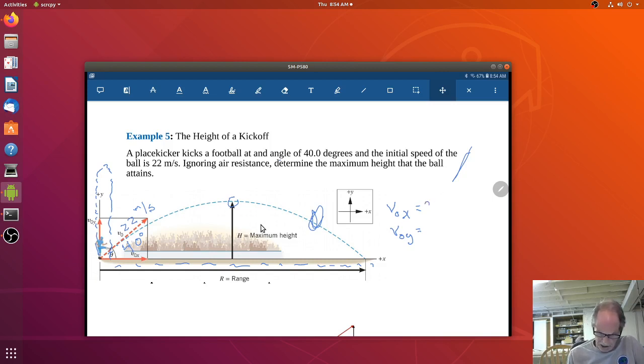V0x is just the magnitude of the initial speed, 22 meters per second, times the cosine of 40 degrees. And V0y is 22 meters per second times the sine of 40 degrees. So that's just two numbers. I'm going to find them.